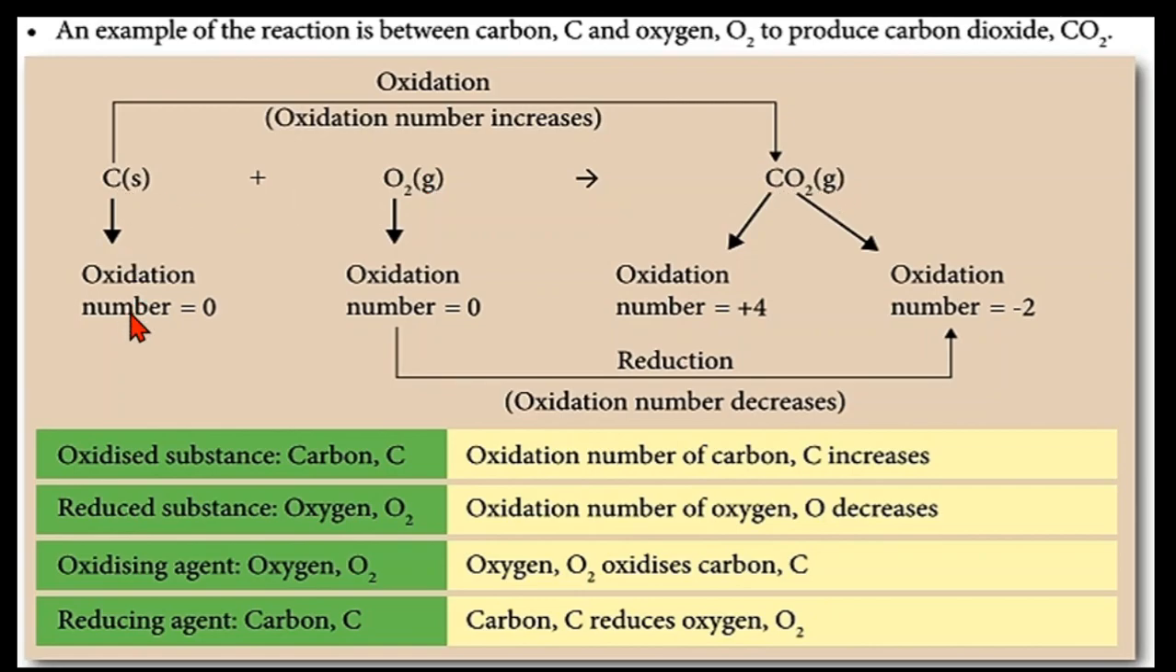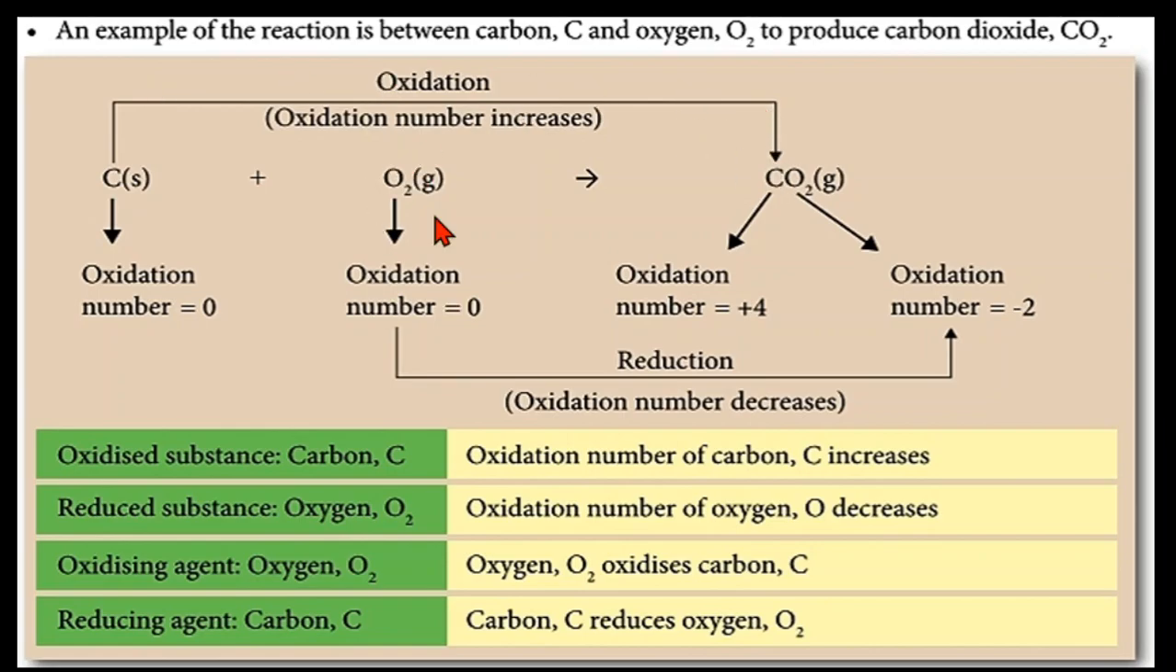Here, the oxidation number is 0. Charge dia kosong kan? So, oxidation number dia 0. Here also the oxidation number 0. Okay, here the carbon here, oxidation number dia positive 4. And here the oxygen here, oxidation number, charge dia adalah negative 2. So kalau kita lihat daripada sini, carbon from 0 to 4. Increase kan? So, when the oxidation number increase, maksudnya carbon undergo oxidation.